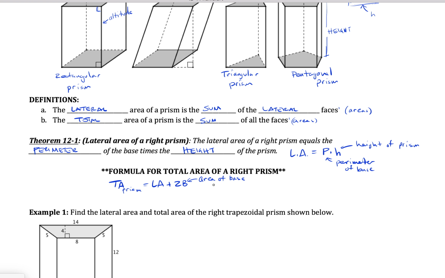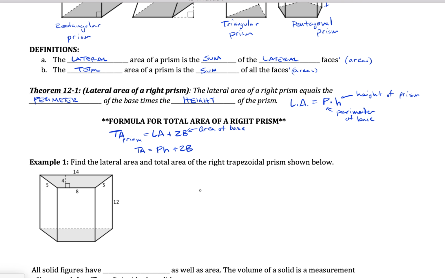And we can substitute in this idea of capital P times H for the LA. So maybe a better way of writing this formula is to say total area is equal to PH plus 2B. P for perimeter of the base times the height, plus 2 times the area of the base. So let's take a look at an example where we're going to use this formula.